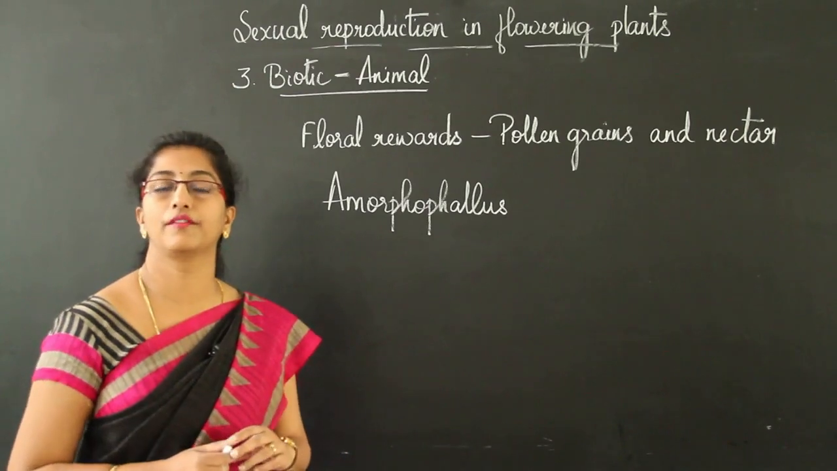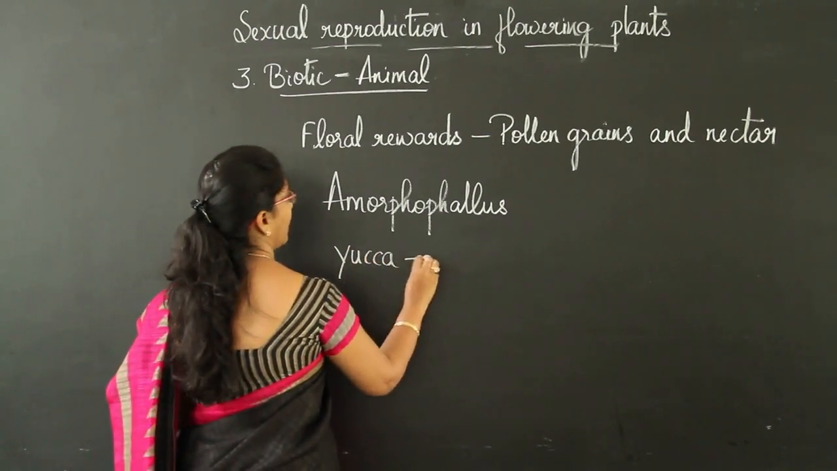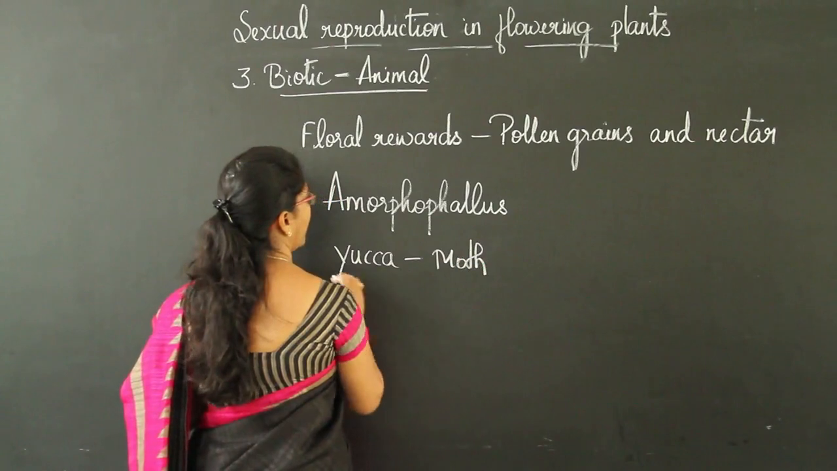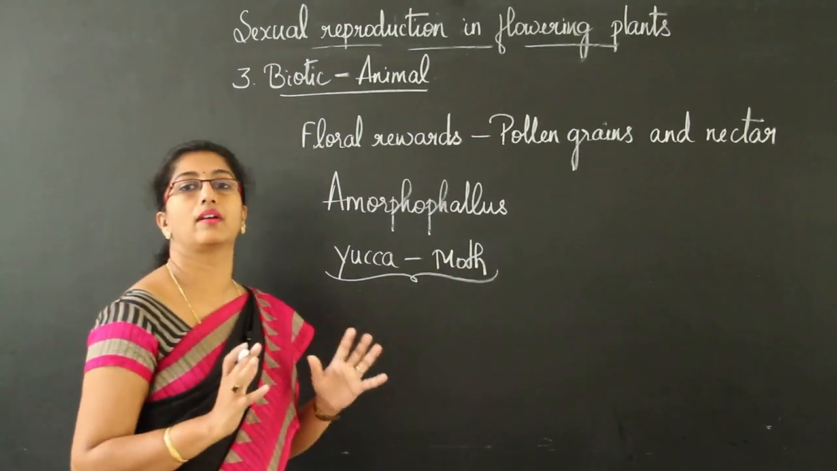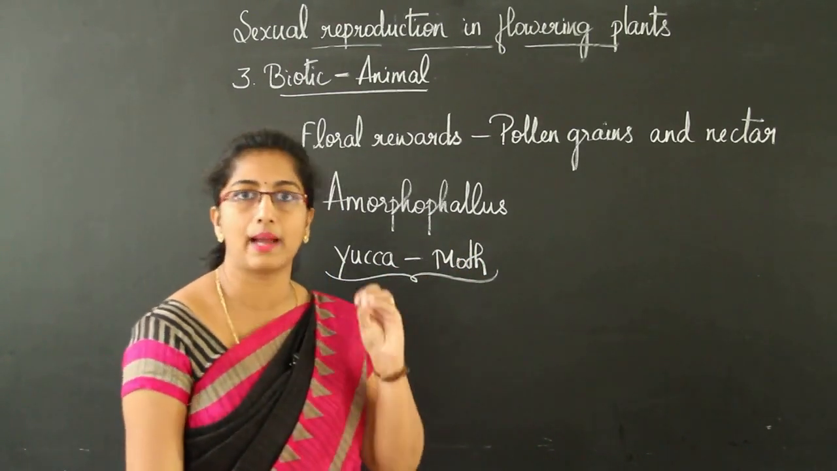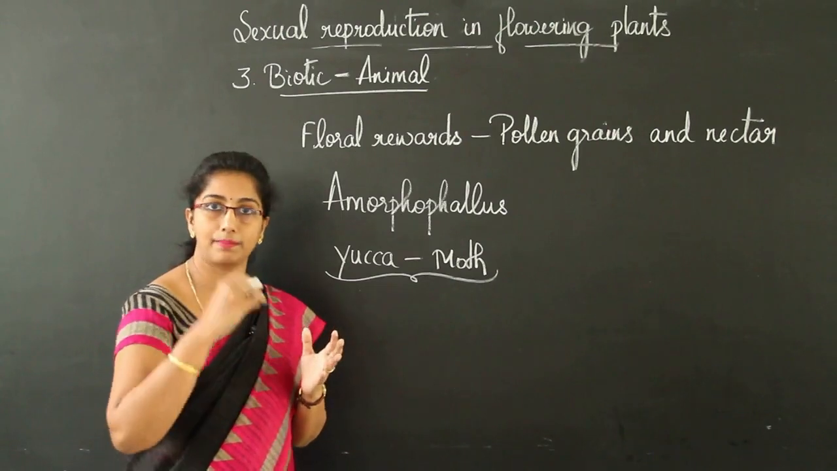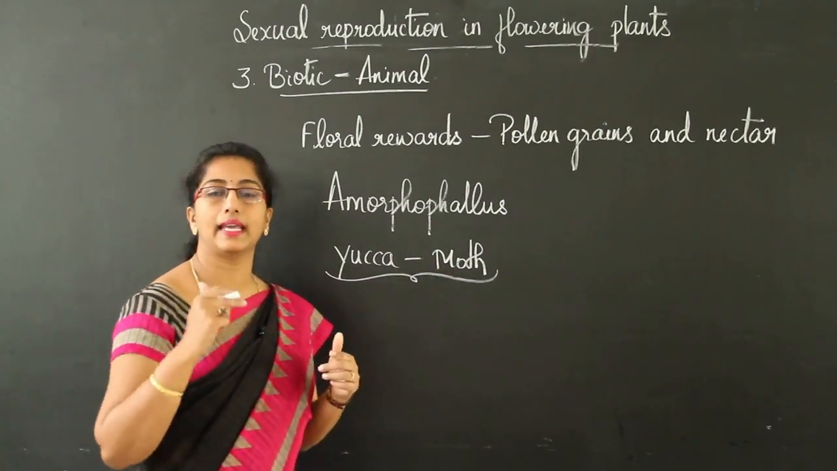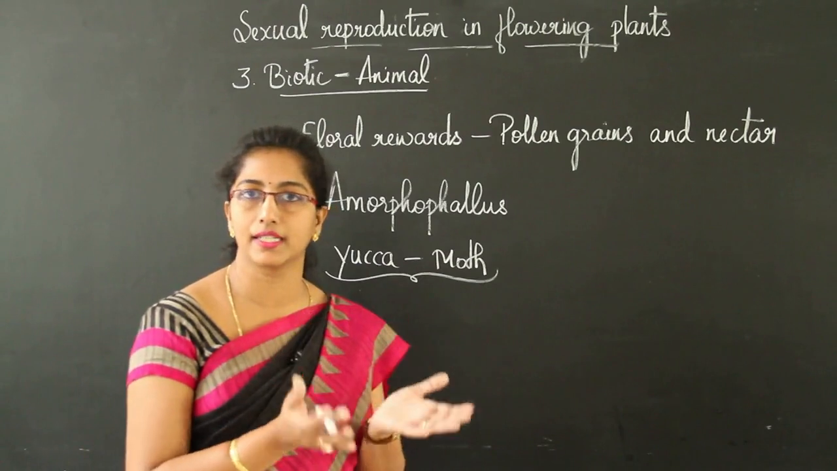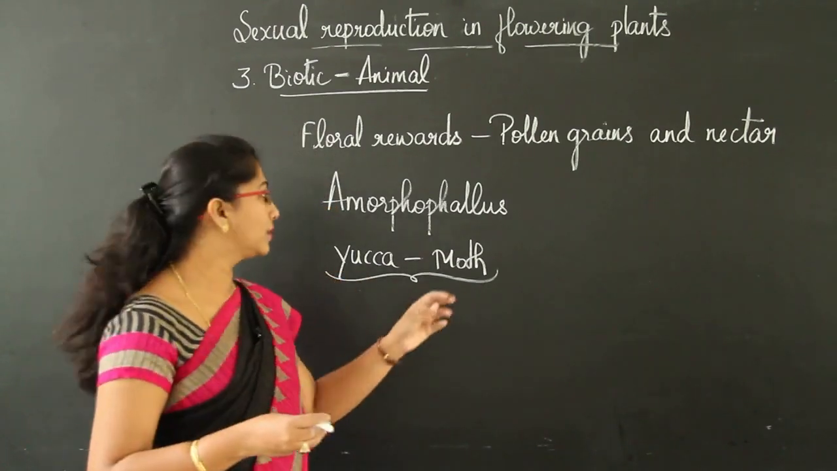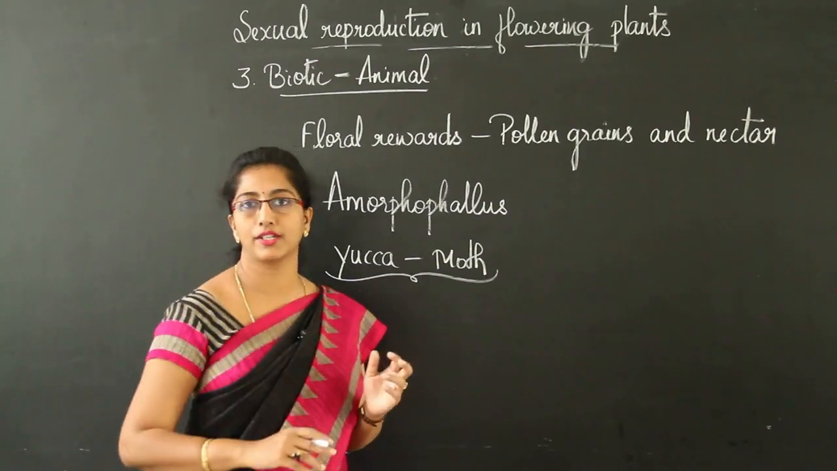A similar relationship we find between the plant called yucca and a moth, where both of them cannot complete their life cycle without each other. Yucca produces the flower, providing space for the moth to enter and lay eggs within the locule of the ovary. Locule is the space or cavity inside the ovary. As the moth does that, it also brings about pollination.